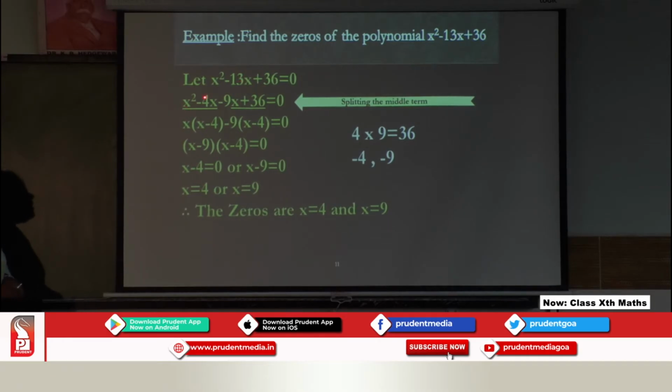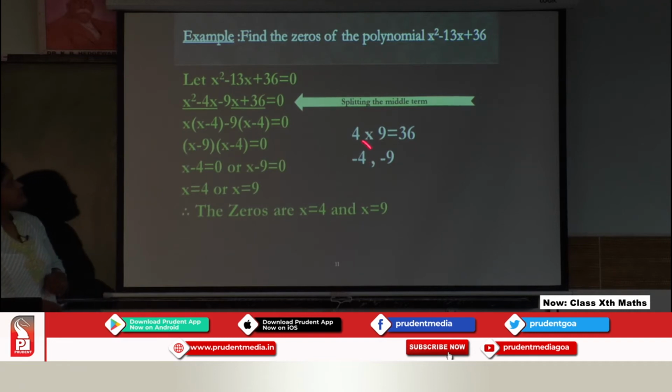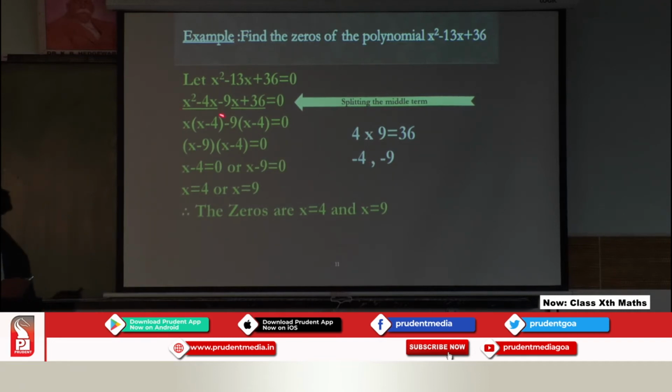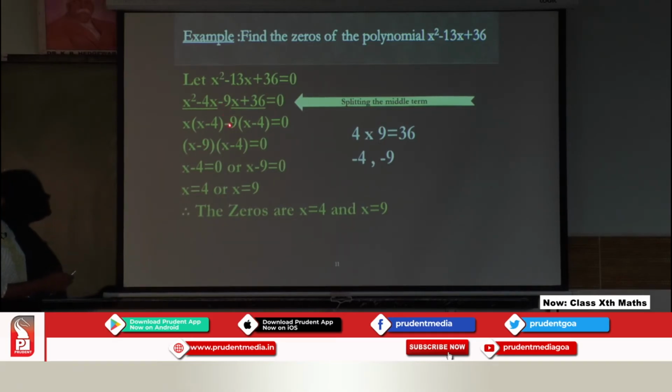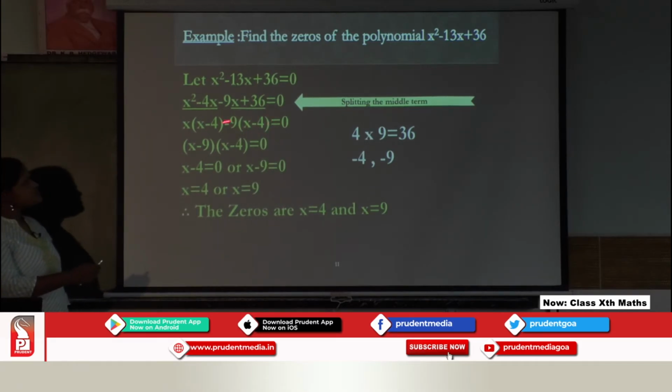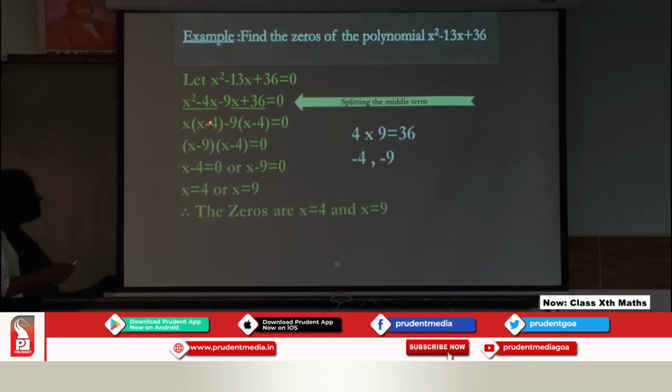So I have x square minus 4x minus 9x plus 36 equal to 0. This I got from these factors here, minus 4 and minus 9. Again group them in 2. Then in the first group x is common, so x minus 4 will remain. Here please carry the negative sign so that the equation is balanced. So negative 9 is out, and again you get x minus 4 in the bracket. So x minus 4 is a common bracket, and what is left is x minus 9.